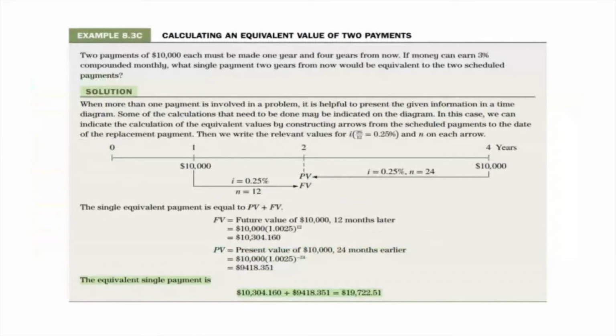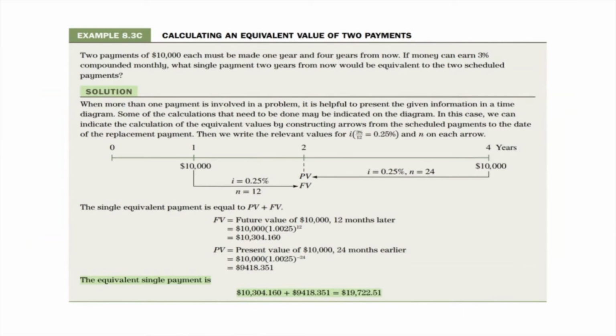Another typical type of problem is where we have two payments of $10,000. What we're looking at here is two separate payments with some sort of interest rate change between them. And again, it's almost identical to the type of problem we saw in the last section when we were calculating the future value. So we've got two payments of $10,000 each, which must be made 1 year and 4 years from now. If money can earn 3% compounded monthly, what single payment 2 years from now will be equivalent to the two scheduled payments?